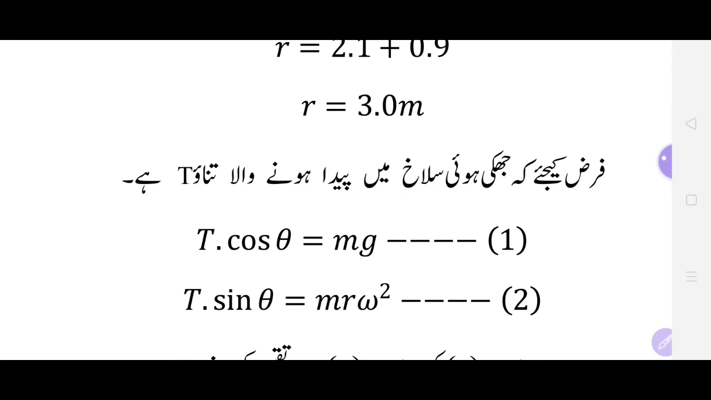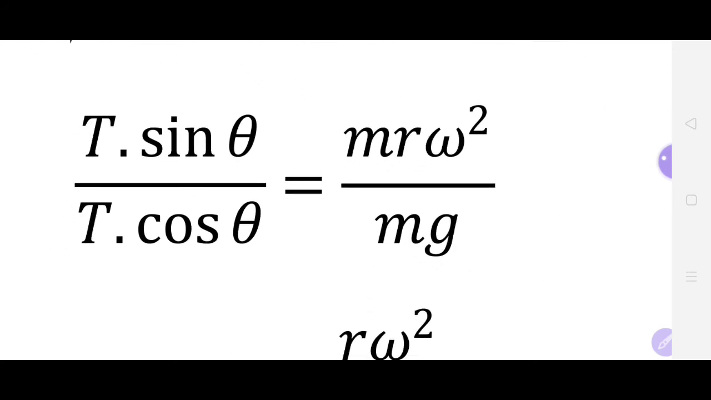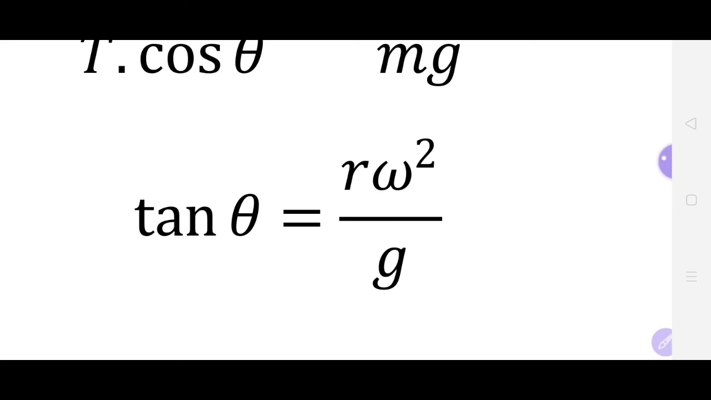So comparing these pairs, we get T cos theta is equal to mg. This is our equation 1, and T sin theta is equal to m r omega square, equation 2. Now we can divide equation 2 by equation 1. When we divide, we get T sin theta over T cos theta is equal to m r omega square by mg. Now T gets cancelled with T. Sin theta upon cos theta is tan theta, and on the right side m gets cancelled. Therefore we get tan theta is equal to r omega square by g.